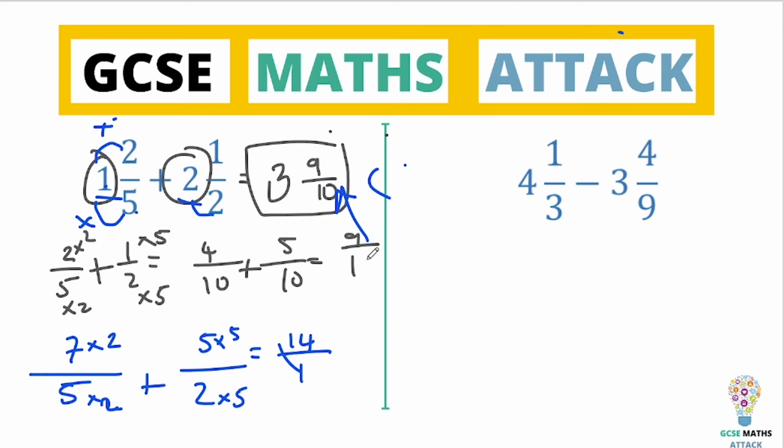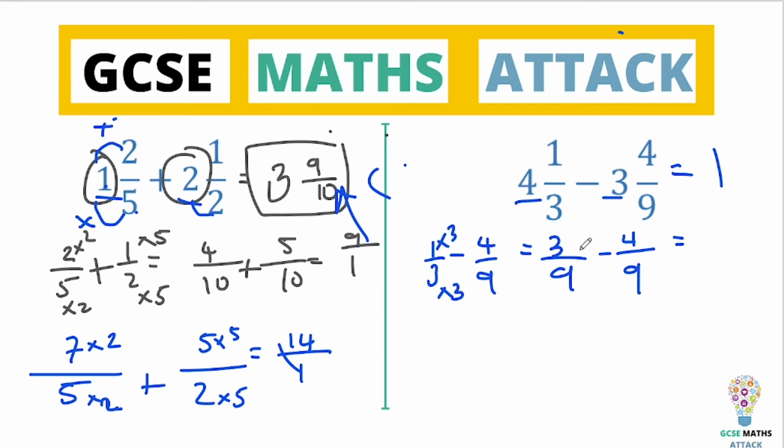So, whichever technique that you like, you must follow through. Now, I'm going to do this technique again. So, 4 take away 3 gives me 1. I got a third minus 4 over 9. I'm going to times this by 3, and I'm going to times this by 3. 3 times 1 is 3. 3 times 3 is 9. Subtract 4 over 9. So, I got 3 take away 4, which gives me minus 1 over 9. So, I'm going to attach that over here. So technically what I'm saying is 1 minus 1 over 9.